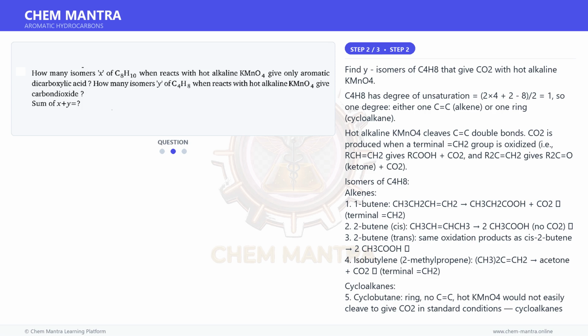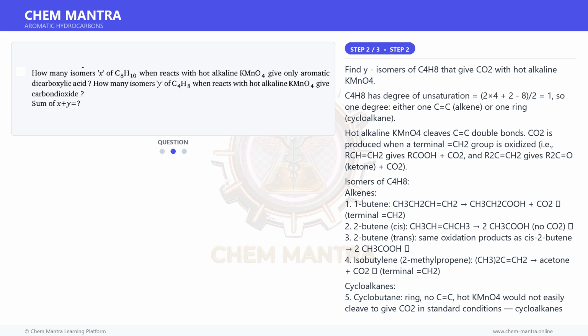Moving on to the next step. Find Y isomers of C4H8 that give CO2 with hot alkaline KMnO4. C4H8 has degree of unsaturation equal to (2 times 4 plus 2 minus 8) divided by 2, which is equal to 1, so 1 degree: either one C=C alkene, or one ring, cycloalkane.